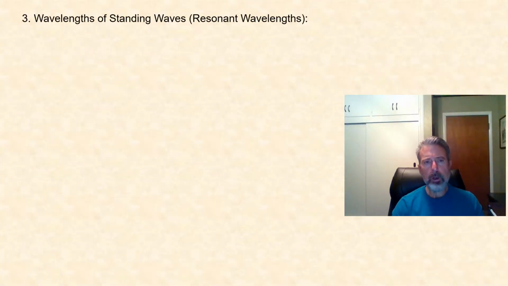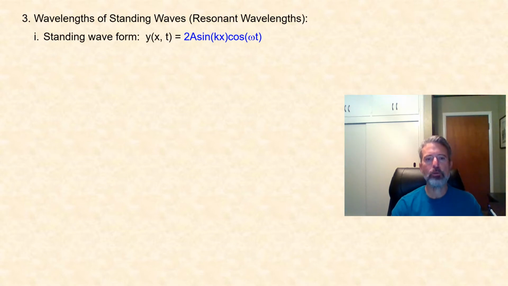All right, so what are the wavelengths of the standing waves that end up getting formed on these stringed instruments? These are what we call the resonant wavelengths. You recall in our study of standing waves that the standing wave function takes on this form: 2A sin kx, which represents the amplitude of the standing wave, times this cos ωt factor. So that is the form of the standing wave.